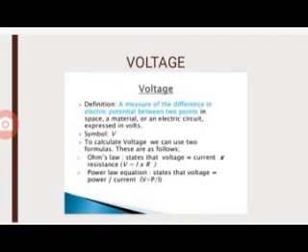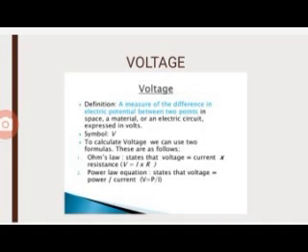Next one is voltage. For the definition, voltage is the difference in charge between 2 points. In a circuit, there are 2 points, so the difference between those 2 points is called voltage. The difference is subtracting those 2 points, in between a space or a material or an electronic circuit. It is represented by the symbol V.